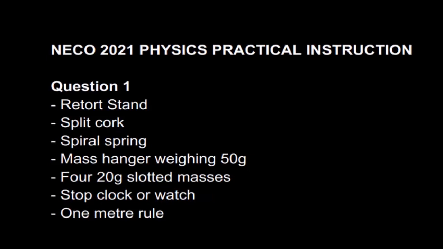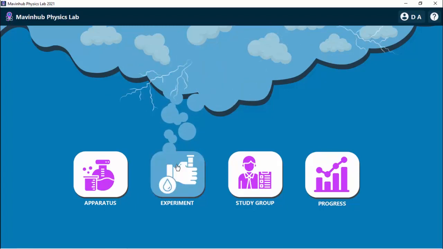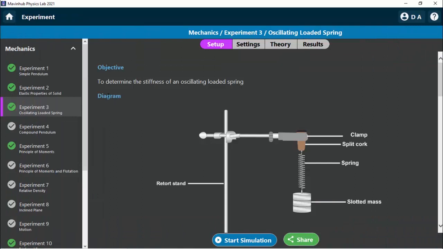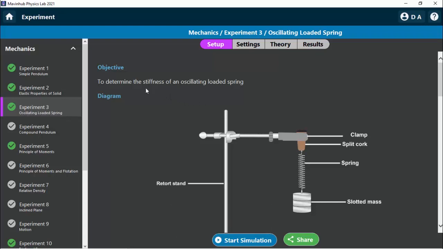I'm going to show you our simulated environment that gives a similar result as this. So let's take a look at the simulated environment. This is Mavinhub Physics Lab, and I'm going to walk you through the experiment that you'll be expecting in NECO Practical Physics 2021. The experiment you'll be expecting, question number 1, is known as oscillating loaded spring, based on the apparatus that NECO has stated. The main goal of the experiment is to determine the stiffness of an oscillating loaded spring.